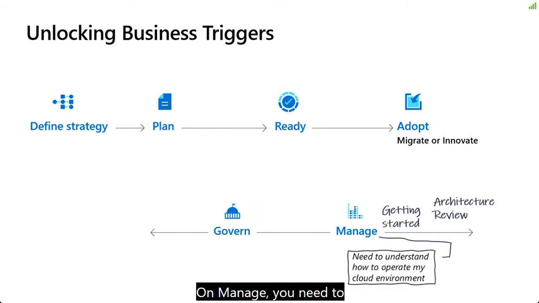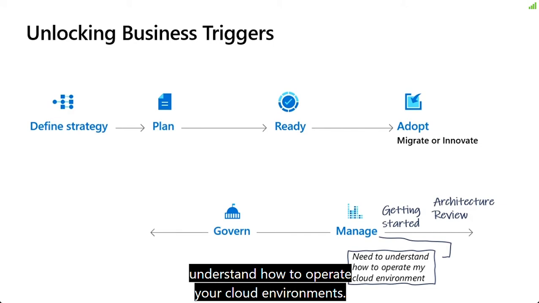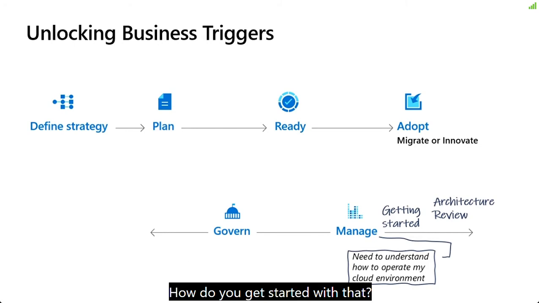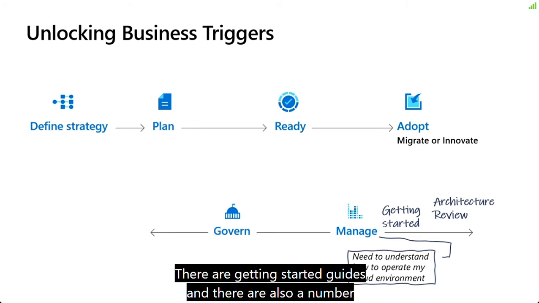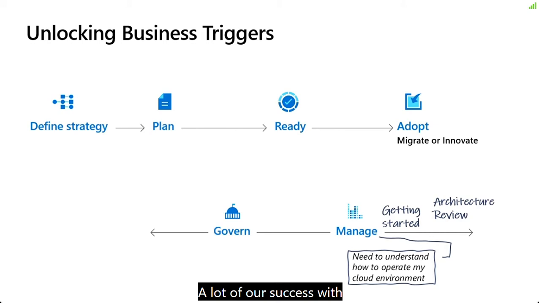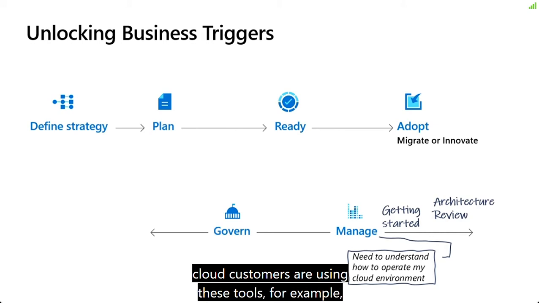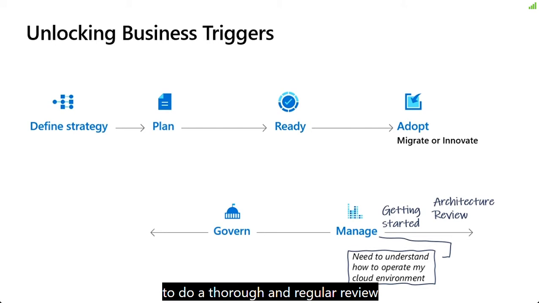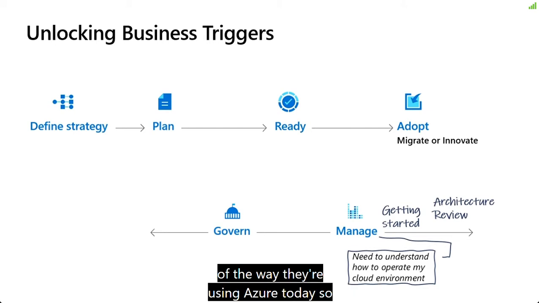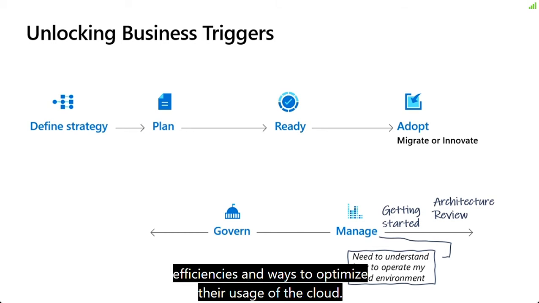And on manage, you need to understand how to operate your cloud environment. So for example, even though it's in the cloud environment, you still need to have operations people making sure that your cloud environment is running smoothly. So how do you get started with that? There are getting started guides, and there are also a number of resources for you to do regular architecture reviews. And a lot of our successful cloud customers are using these tools, for example, to do a thorough and regular review of the way they're using Azure today so that they can uncover efficiencies and ways to optimize their usage of the cloud.